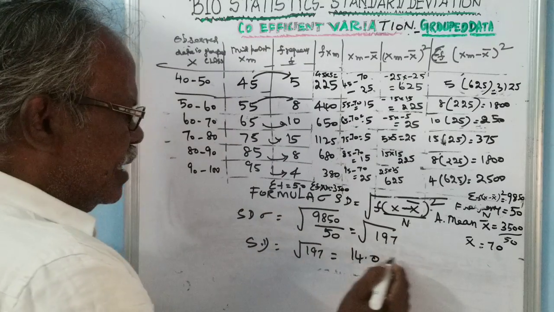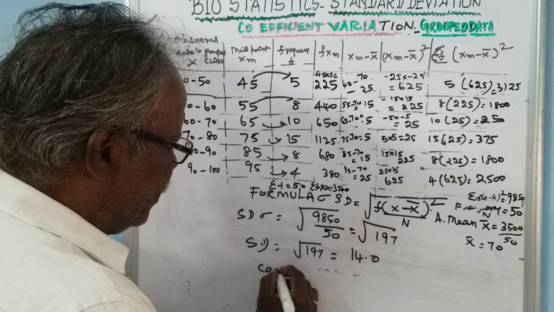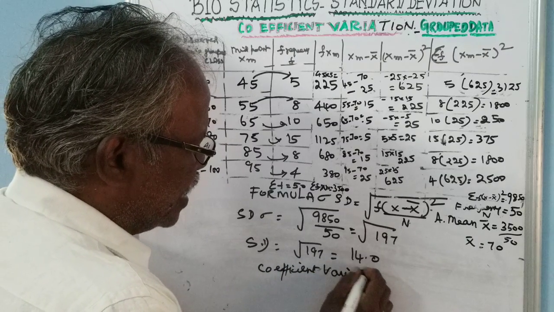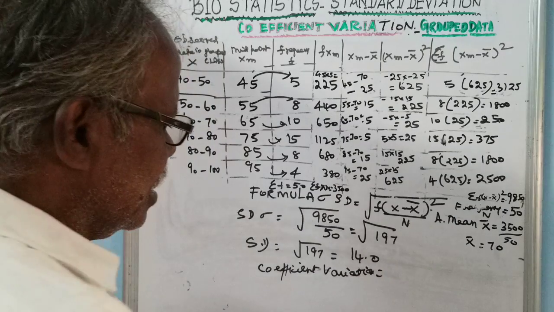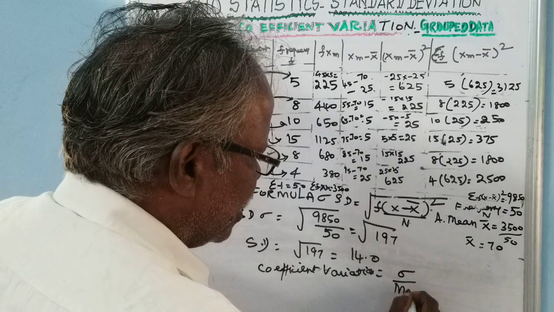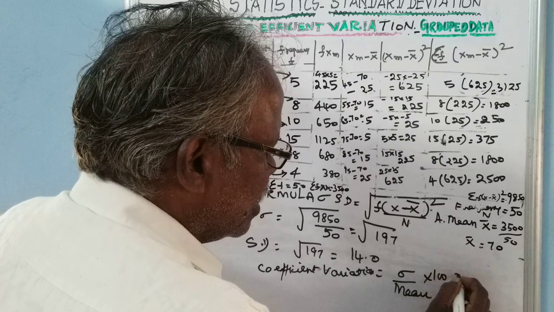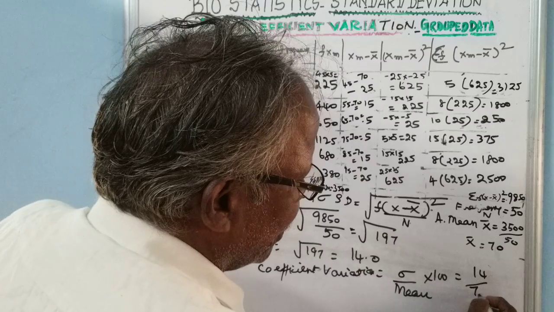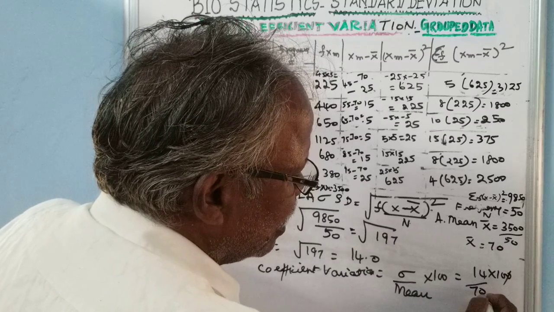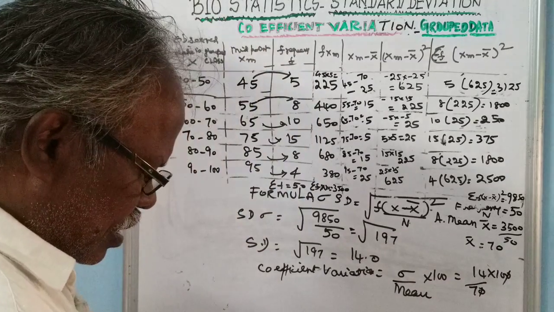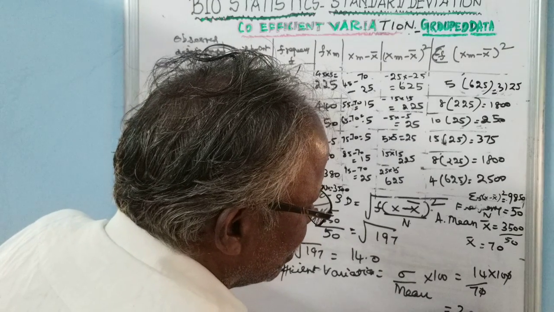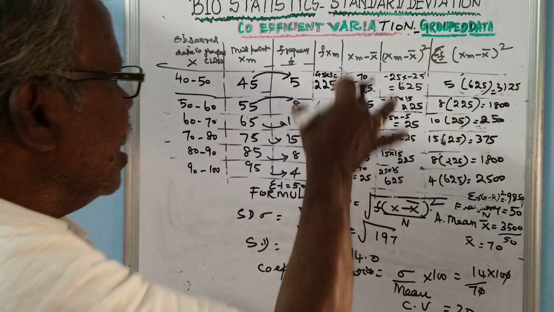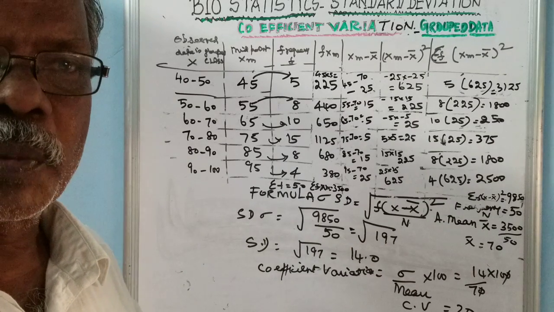Now we will be seeing the coefficient of variation. The formula for coefficient of variation is standard deviation by mean into 100. Standard deviation is 14, mean is equal to 70, and into 100, that is coming to 20. So the coefficient of variation is 20. By this way we have to calculate the standard deviation of the group data.